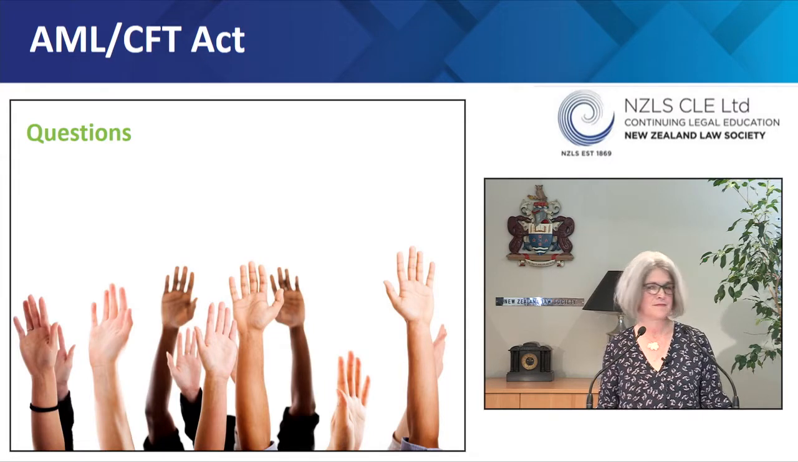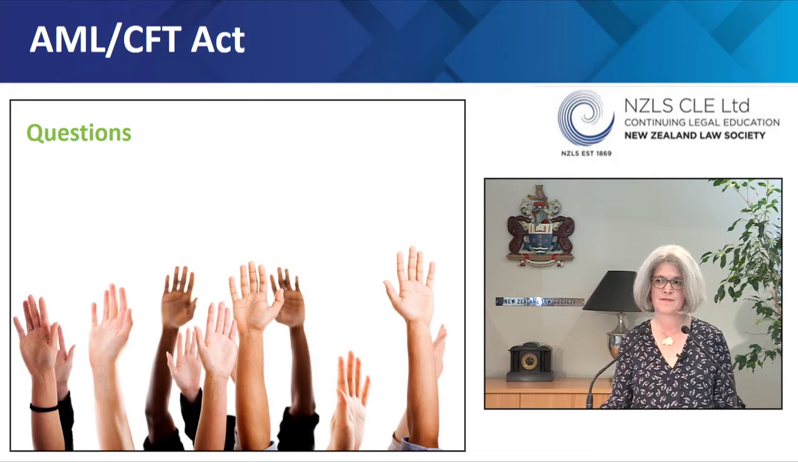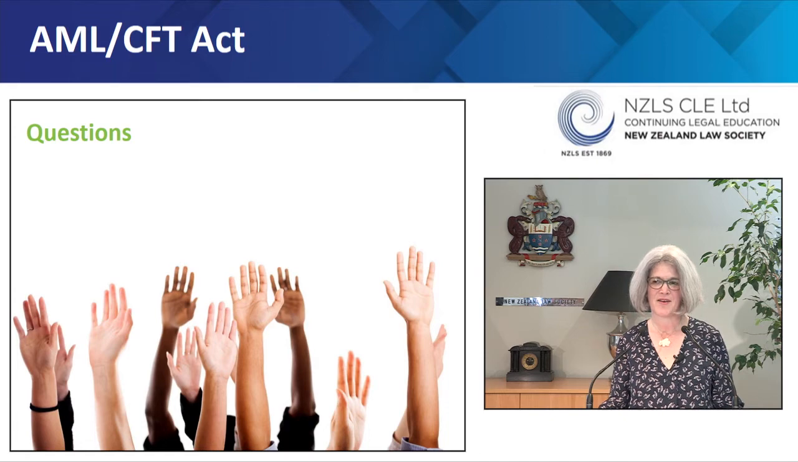How far do the obligations extend to identify beneficial owners of, say, a family trust, when there could be many, many possible beneficiaries, many of whom will not know they're beneficiaries?